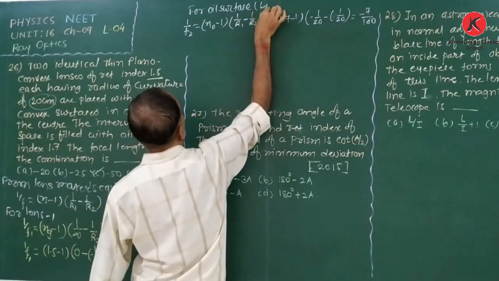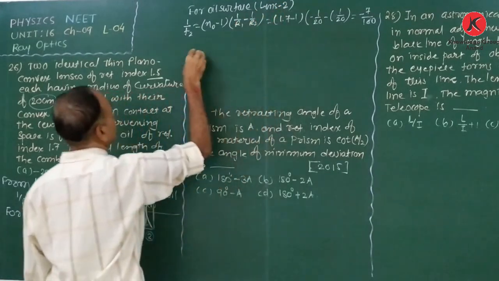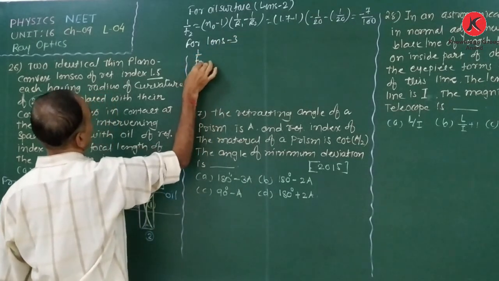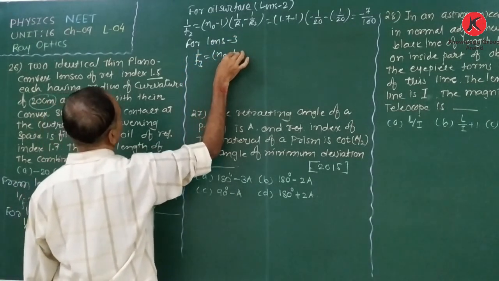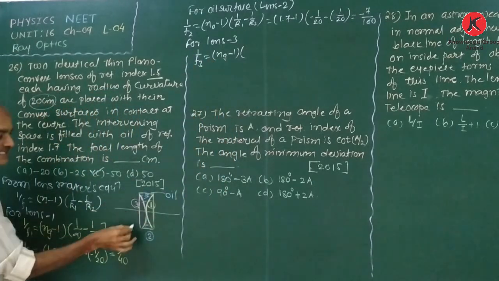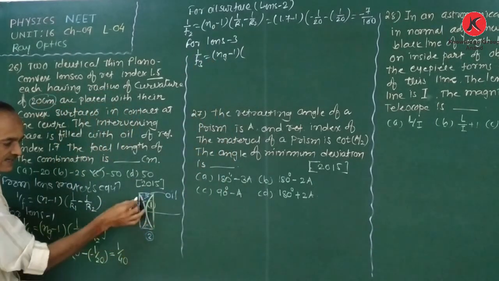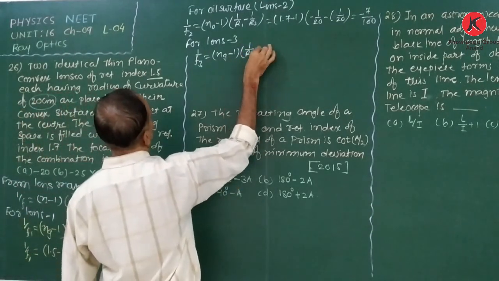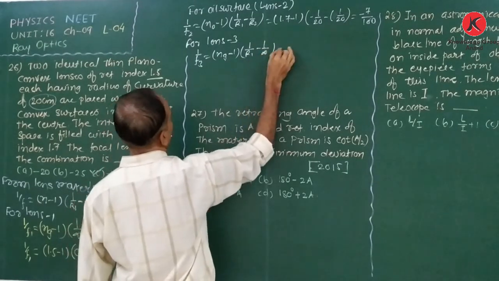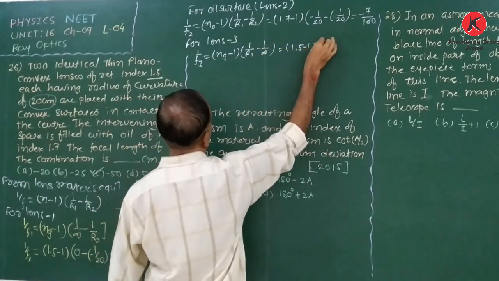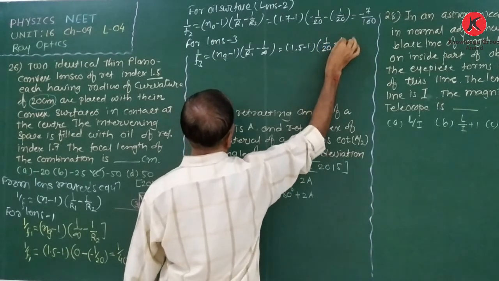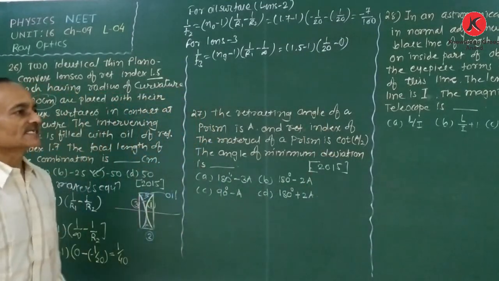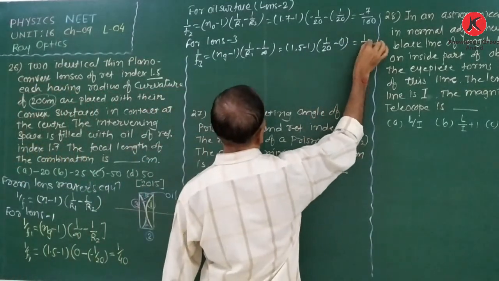That is our lens 2. For lens 3, 1/f3 = (ng - 1)(1/R1 - 1/R2). This radius of curvature is R1 while R2 is infinite. Therefore, 1/f3 = (1.5 - 1)(1/20 - 1/infinity), and its simplification is 1/40.